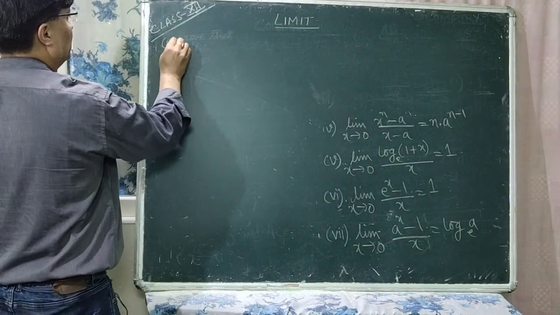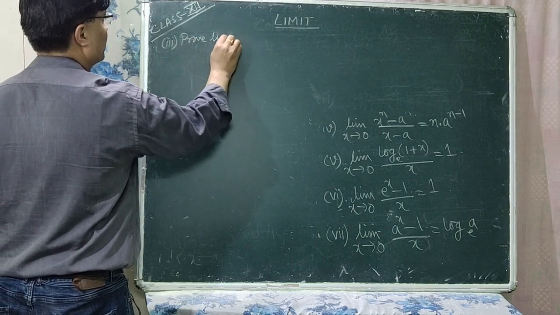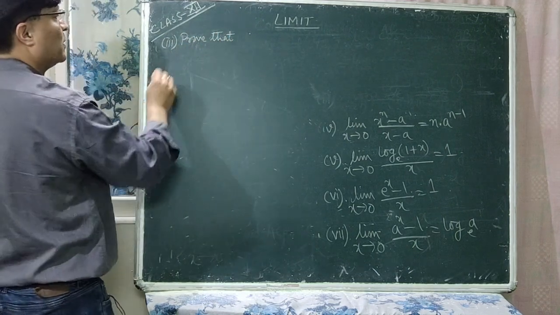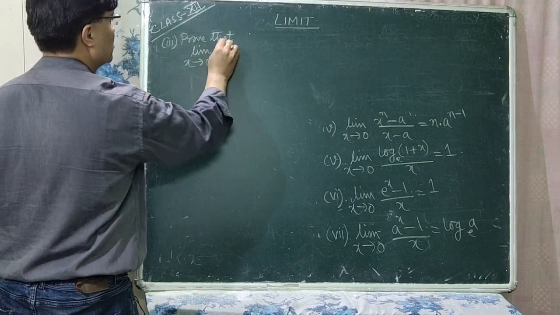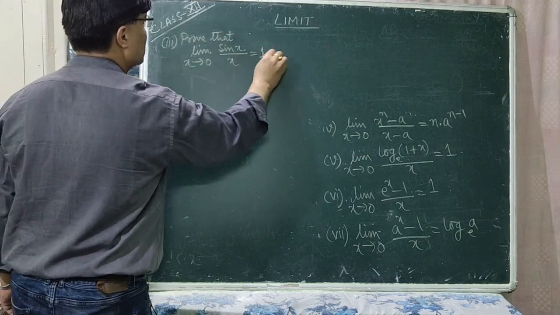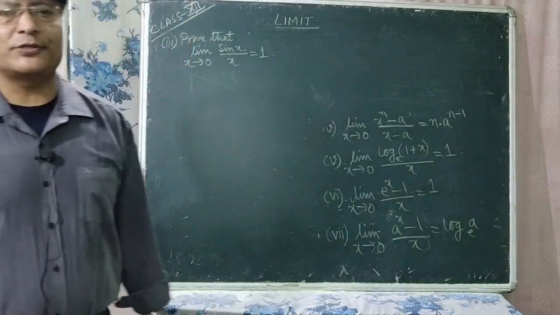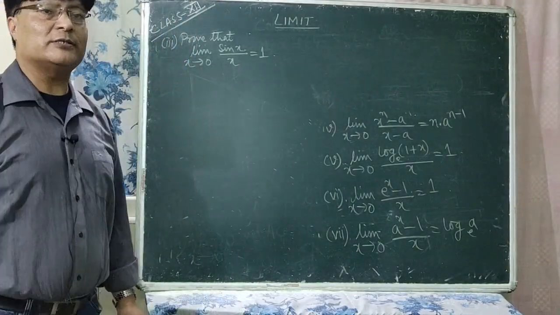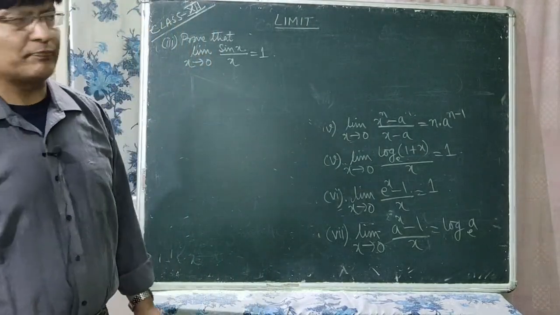Now number 3, prove that limit x tends to 0 sine x upon x is equal to 1. So in order to prove this, limit x tends to 0 sine x by x is equal to 1, let us write down the formula for sine x.